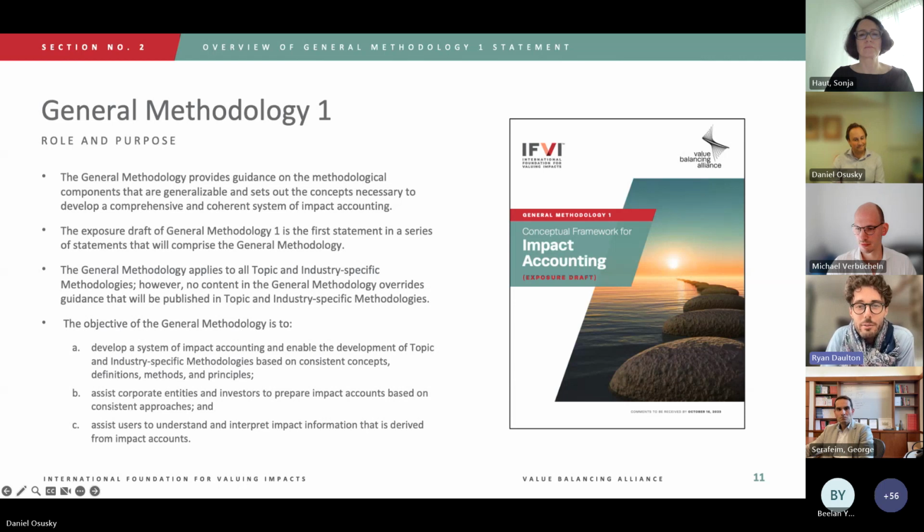So to start at a summary level, the General Methodology 1 provides guidance on the methodological components that are generalizable, and it sets out the concepts necessary to develop a comprehensive and coherent system of impact accounting. What that means is the general methodology is a component of the total methodology that focuses on the cross-cutting components, so the industry or sector agnostic components of the methodology. The exposure draft is the first statement in a series of statements that will comprise the general methodology.